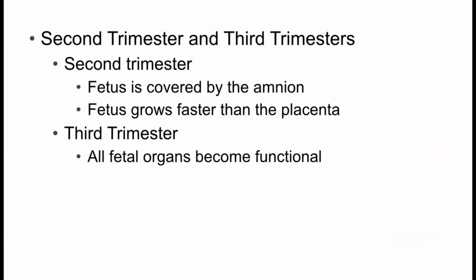Second trimester, third trimester. In the second trimester, the fetus is covered by the amnion. The amniotic fluid surrounds it. The fetus grows faster than the placenta as it starts to expand in size. In the third trimester, all your fetal organs become functional. So once the third trimester begins, all your organs start to work.